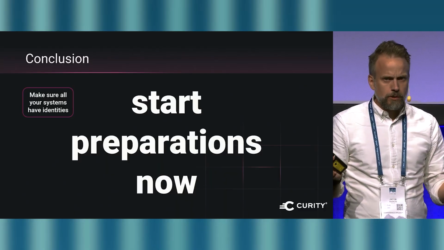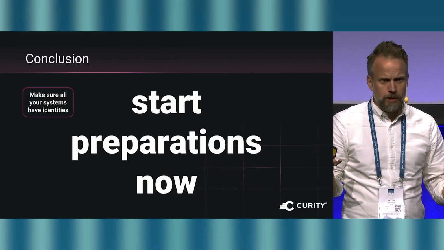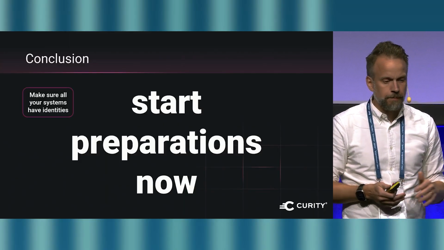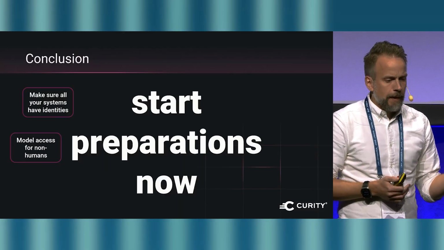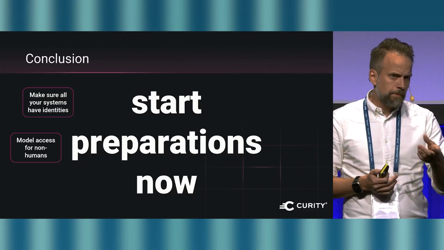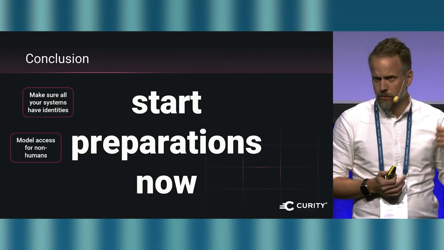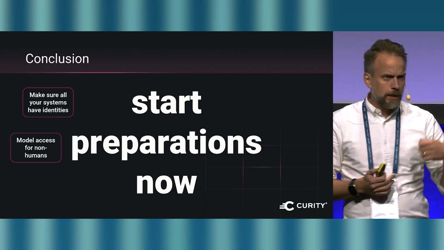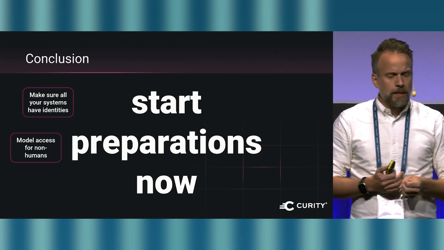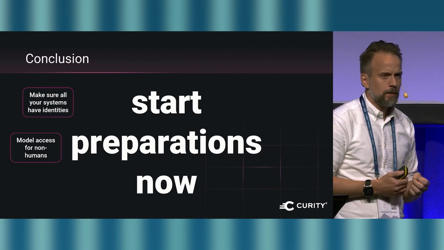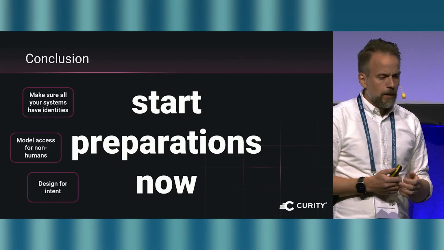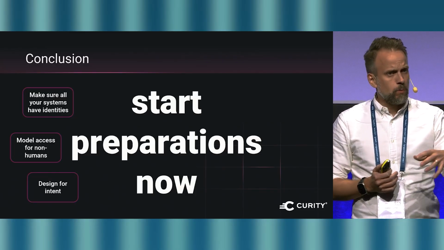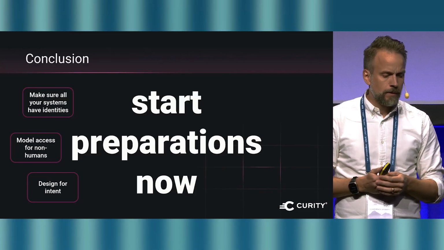Make sure all your systems have identities, because it's going to be really hard if you don't. That's just the foundation. That we can do yesterday. We should model access for non-humans, and we should map it to something that humans can understand so that we can get humans in the loop when we need to. We need to be aware of how often we do that and plan for processes so that we don't create some sort of fatigue in that and the YOLO mode gets back in there. We need to design for intent, because that's how the AI works. That's how we tell it to do things.